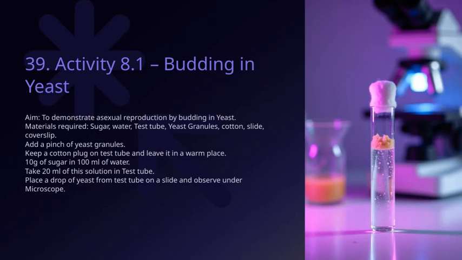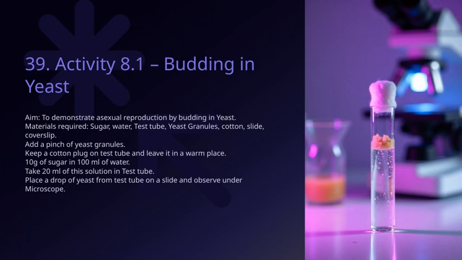Today, we're going to demonstrate asexual reproduction through budding and yeast. First, you'll need some materials: sugar, water, a test tube, yeast granules, cotton, a slide, and a cover slip. Start by adding a pinch of yeast granules into the test tube. Then, place a cotton plug on top and keep the test tube in a warm place to allow the yeast to activate and reproduce.